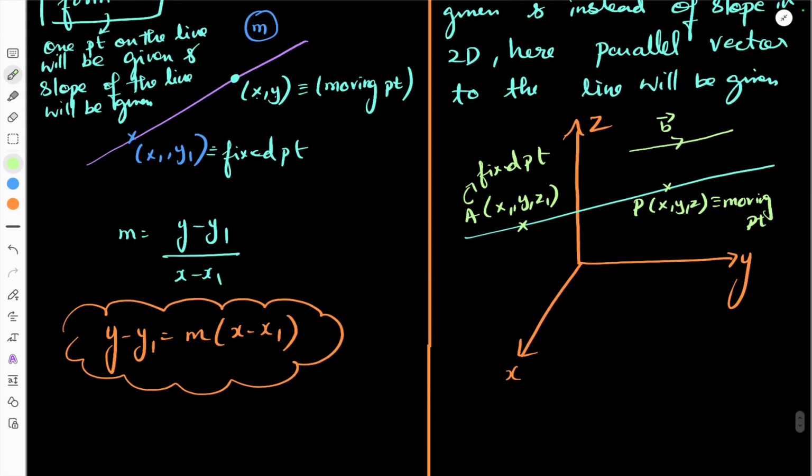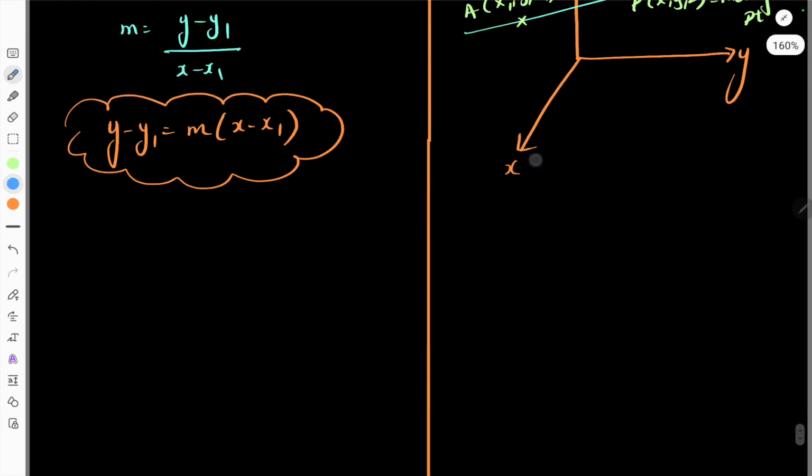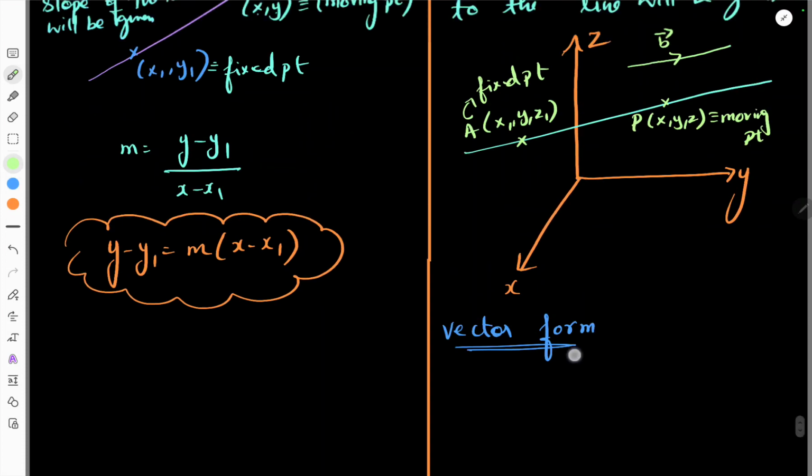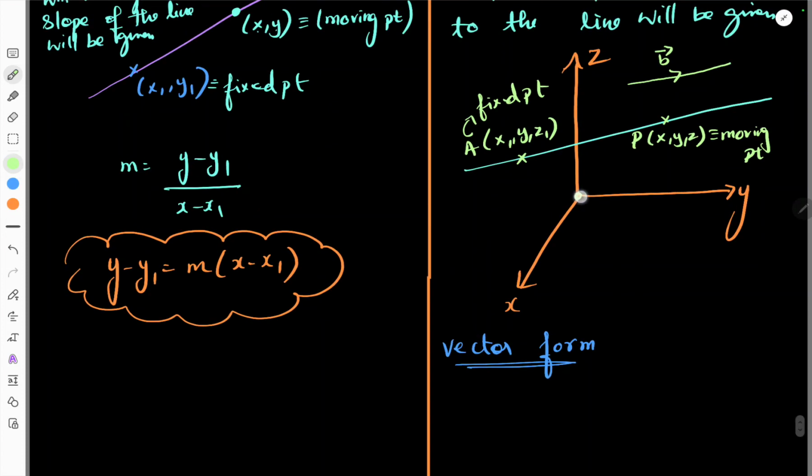So we have two forms in 3D. One is vector form and the other one is Cartesian form. So we will see both the things. So here in this vector form, this is the origin 0 comma 0 comma 0. Now I will draw one vector where the initial point is origin. If the initial point is origin, we call that vector a position vector. So here OA and OP.